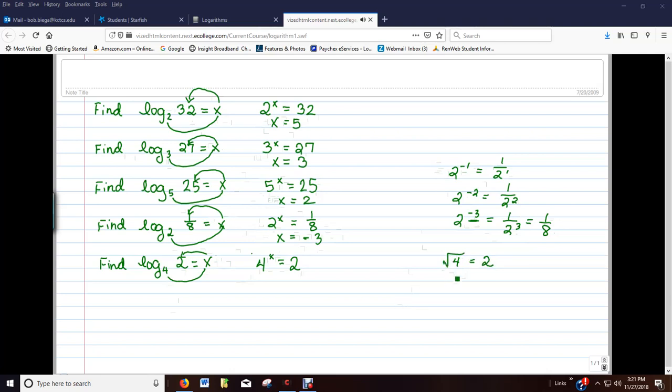And the funny thing in here is that we need to know this, and we don't really know it yet, but the square root is equal to the 1/2 power. The cube root is equal to the 1/3 power. And the fourth root is equal to the 1/4 power, and so on. Since the square root of 4 gives us 2, our x here is the 1/2 power. And we just have to remember that the square root is equal to the 1/2 power.